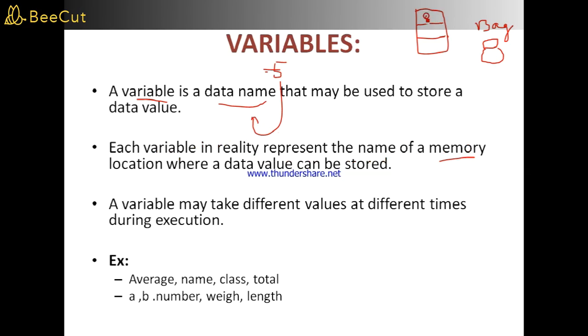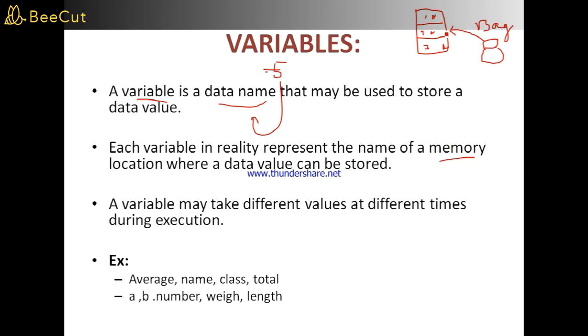Each variable in reality represents the name of the memory location. So this is the first shelf, this is the second shelf, this is the third shelf. Now I want to keep it in the second. This is called a memory location. So now your bag is in location 2. In the first location maybe some other object is kept, and some other object in the third, and you have kept your bag in the second shelf. So here each variable in reality represents the name of the memory location where the data value can be stored. My bag is in shelf 2, so that is the name of the variable.